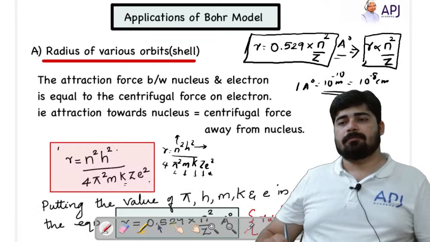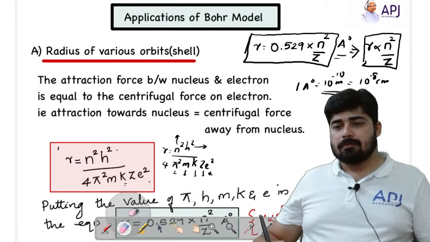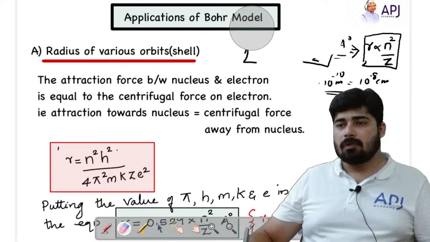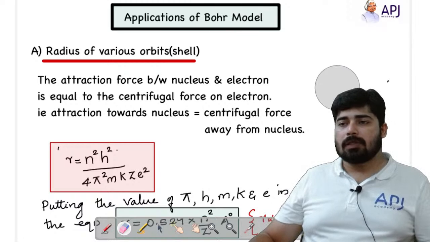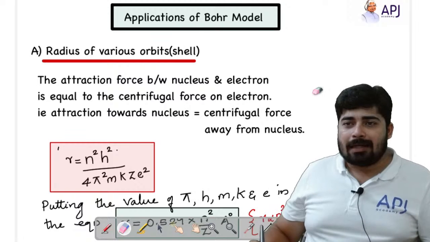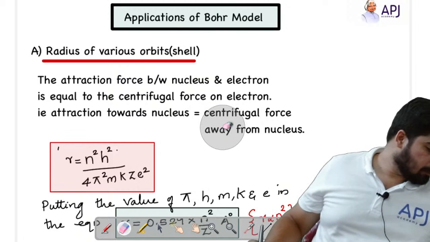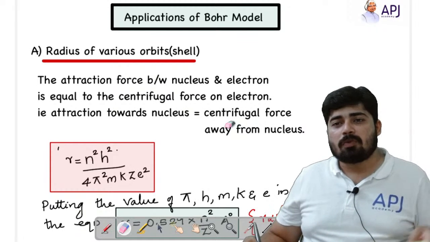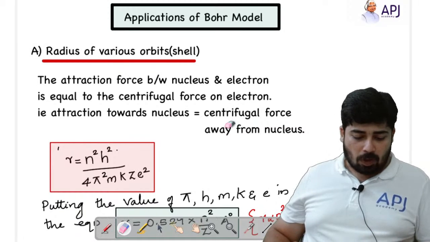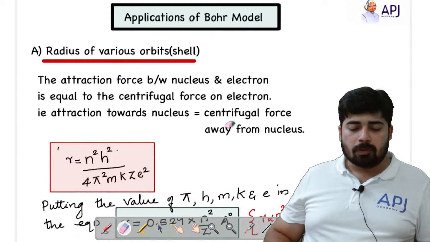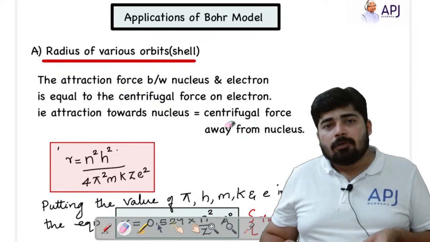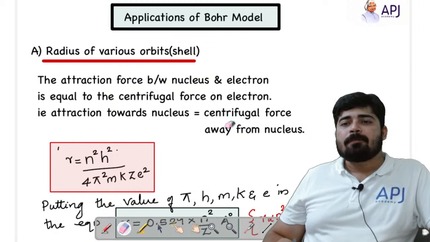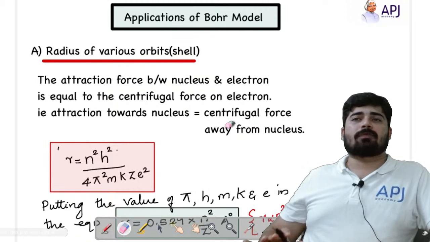Now we are moving to the next important topic, that is the applications of the Bohr model. Here you can see, dear students, the very first application of the Bohr model is the radius of various orbits. Bohr has also provided us with important formulas in order to find out the radius of the orbits.